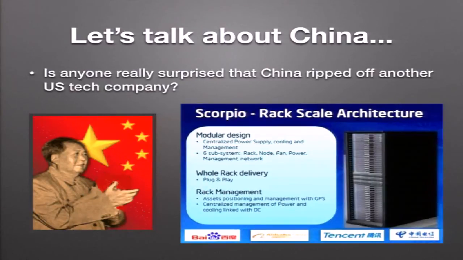The only thing that they really added, which is very, very interesting to me, is this bit. It says asset positioning and management with GPS. Okay, China's data centers are so large that a guy with a flashlight and a map can't find the server anymore. They can't just go turn a little blue light on to go find out where it is.